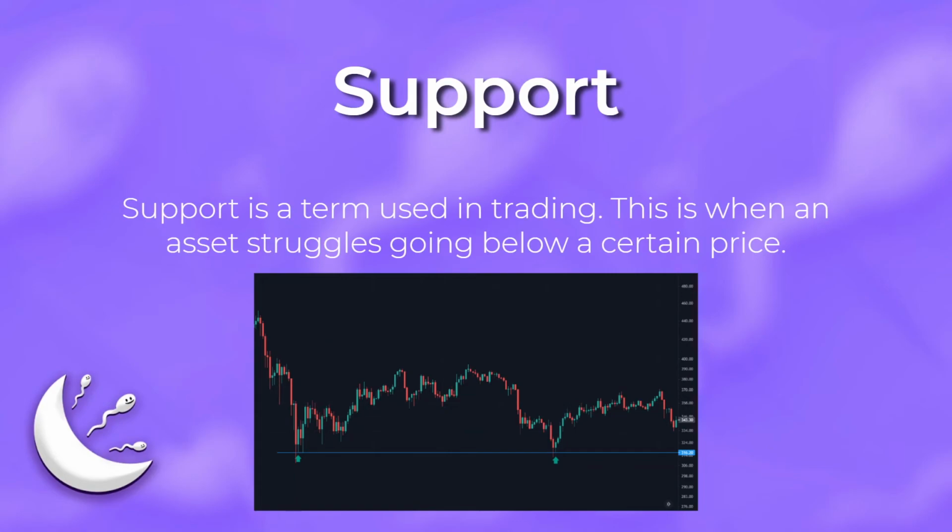Support is just the opposite. Instead of bouncing off and going down, it would bounce off the bottom and go up. So this is for Ethereum here in this example in the image below. And I drew the blue line at around 316 US dollars for Ethereum. And we have two support bounces here on the $316 level. And so we could consider that a support line.